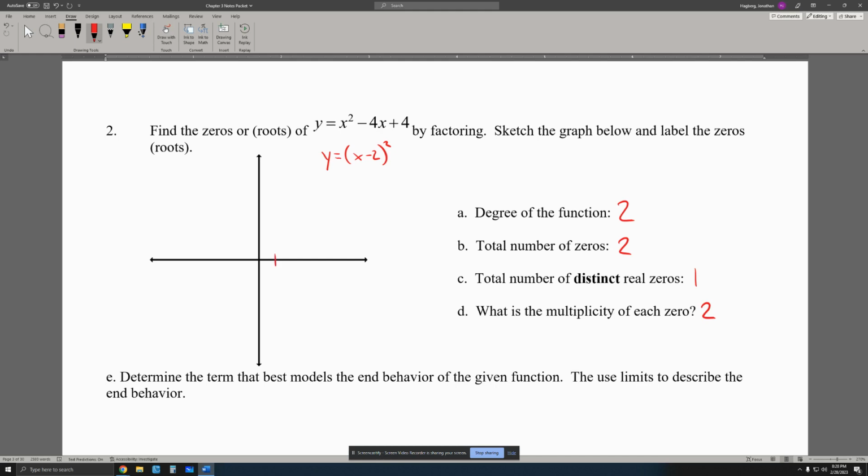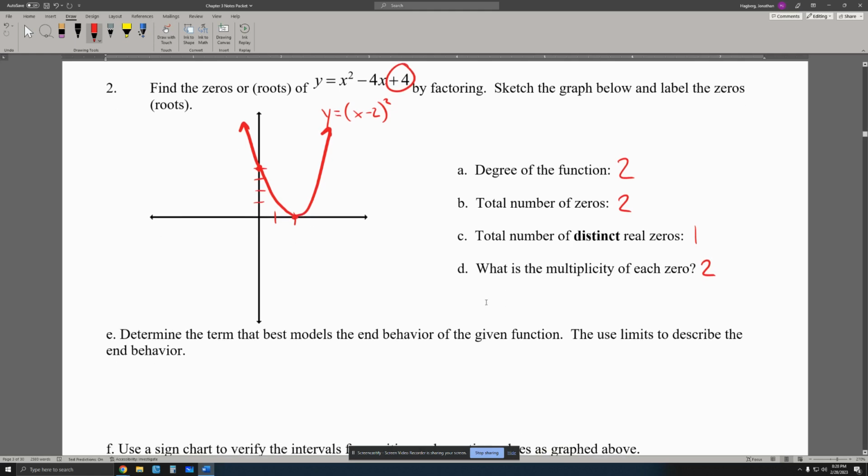Here we have an x-intercept of 2, and we also have a y-intercept of 4, and that's from that constant term. So let's go ahead and sketch this graph. We're going to go up. Because this leading coefficient is positive, we know that this opens upward. Okay, we've only got that one distinct zero. It's only going to touch the x-axis once.